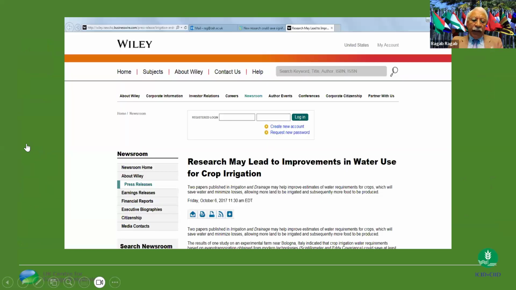And once the Cosmos and Scintillometer research papers appeared, Wiley issued a press release about these publications. So they were quite happy to see something new, or new directions, for applications of Scintillometer, Eddy Covariance, and Cosmos.